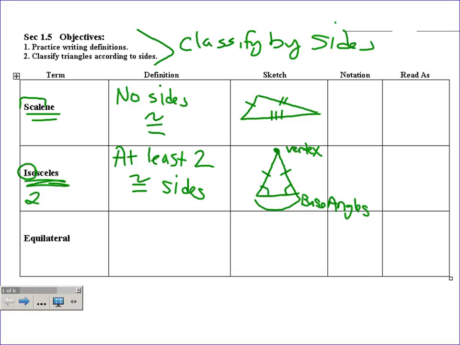Okay. Equilateral. What does equilateral mean? What does equi mean? Equi means equal. Lateral means sides. So that means all three sides are congruent. So all sides congruent.